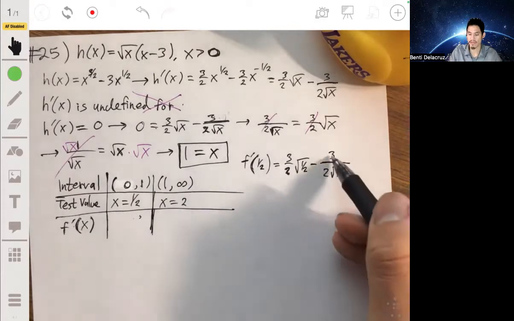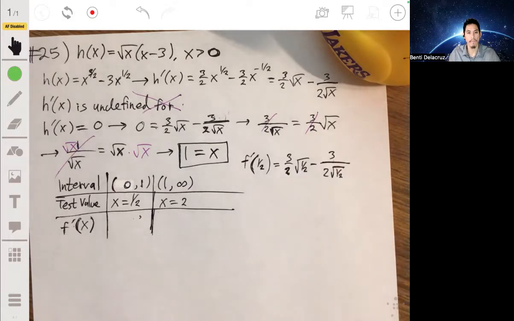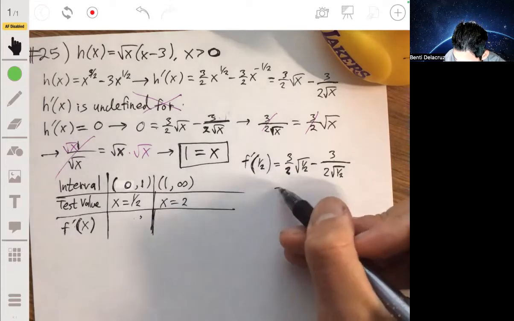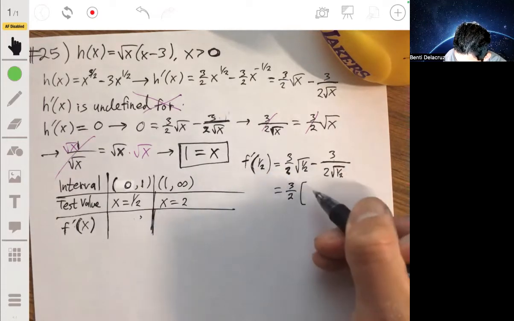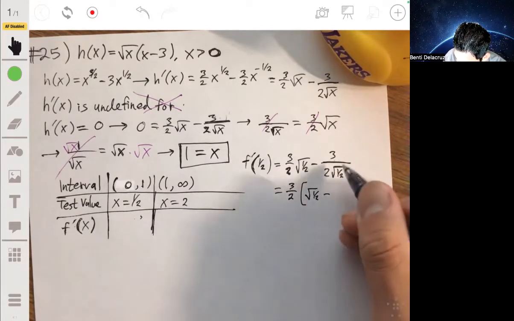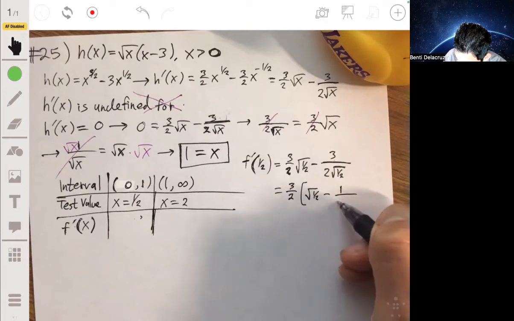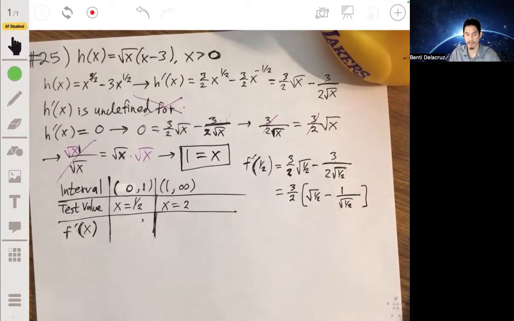So you want to figure out what this value is, see if it's negative or positive. Actually, what I can do is make the first derivative equal to 3/2 times the square root of 1/2 minus 1 over the square root of 1/2. You can do that, but it doesn't really matter. Just use your calculator here. Don't spend your precious time on this. So let me go calculate.